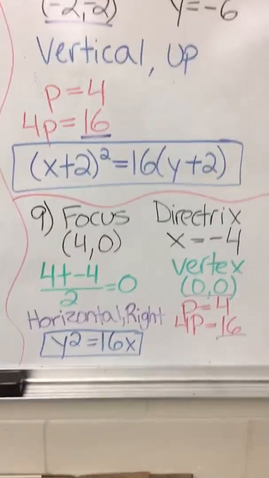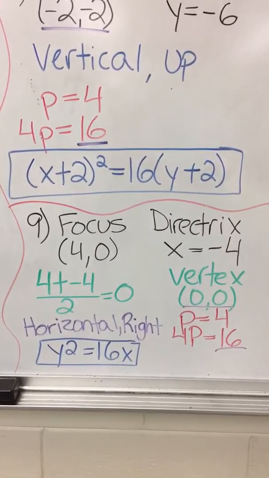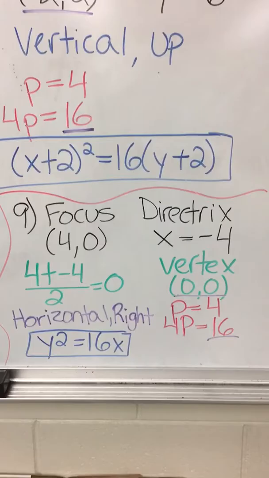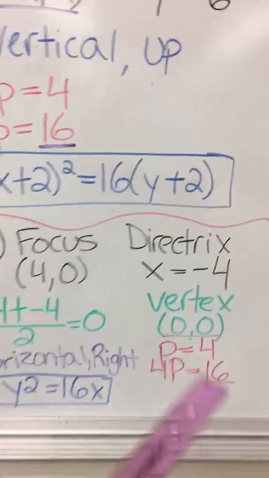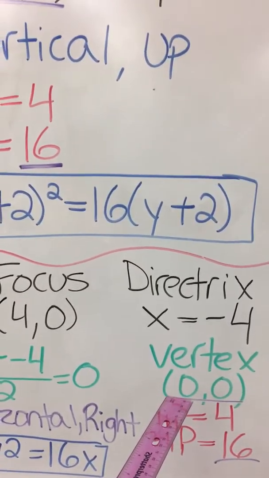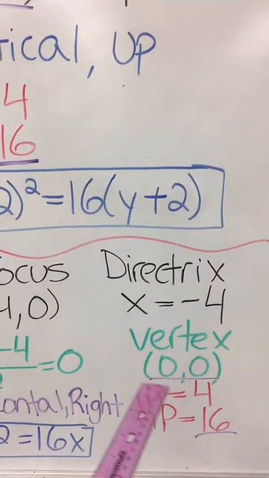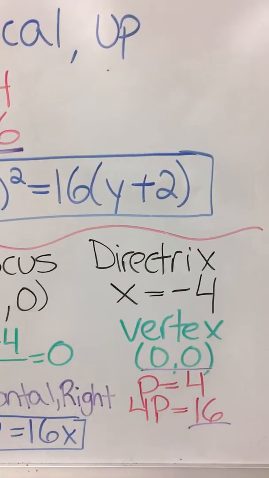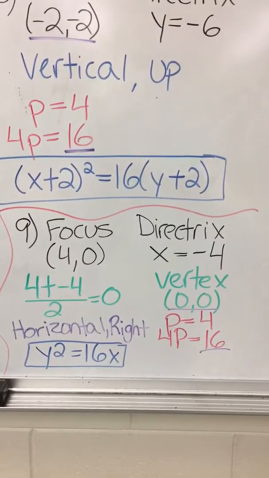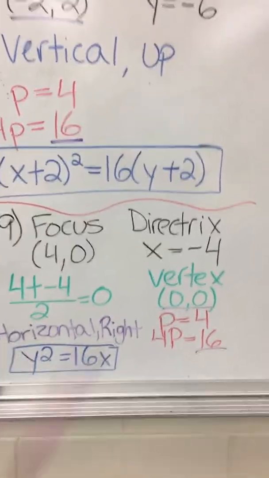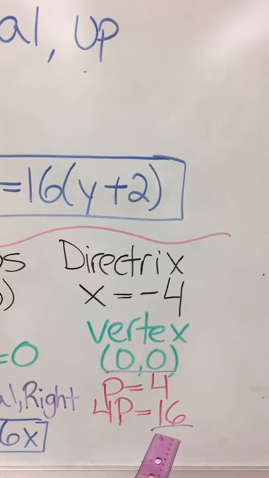So if you plotted that on your graph really quick, you would find that it is going to be a horizontal graph that opens right. So then what you need to do is figure out how to get from your vertex to your focus of 4. That is going to be a difference of 4 units. So that is why p equals 4. Then set it equal to 4p. Multiply, again, this 4 times this 4. That's going to give you 16.